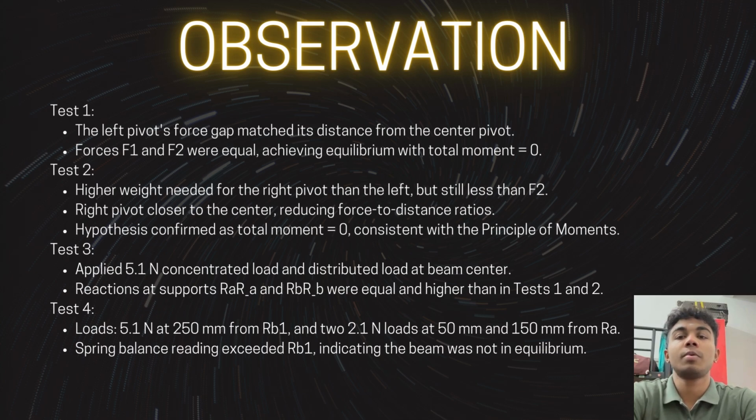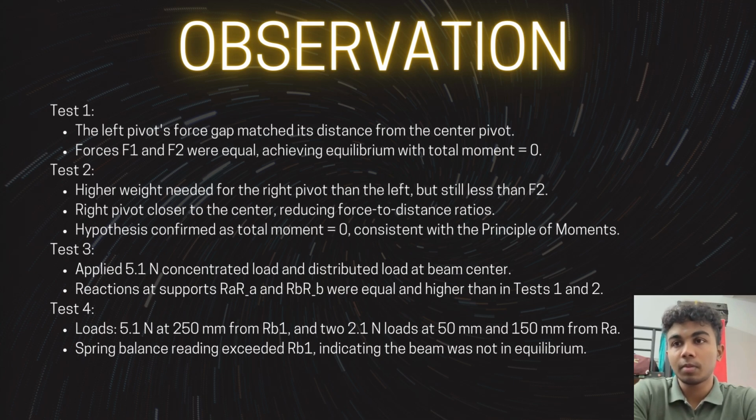Today I would like to present the observations that we obtained from this lab work. Firstly, in test 1, the force gap for the left pivot bar was equal to the distance from the center pivot to the left pivot. Since the forces F1 and F2 were the same, equilibrium was achieved when the total moment equaled 0, and this confirmed the balance of forces in the system.